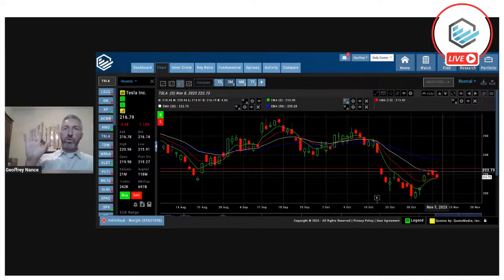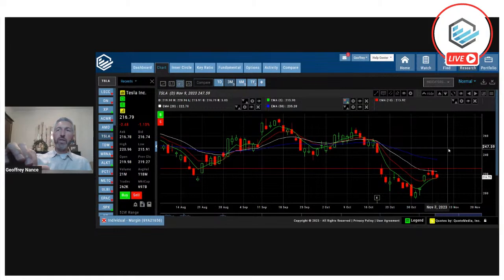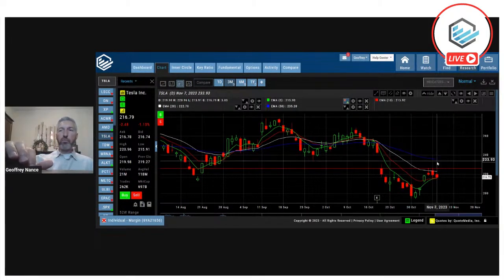So what we're wanting you to do is look at a short-term scenario and understand that most of our trades, not all of them, but most of our trades, are going to be anywhere from a couple of days to a couple of weeks. Well, it wouldn't be realistic to expect Tesla to go from 200 to 270 in a couple of days or a couple of weeks. That's not a realistic profit target.